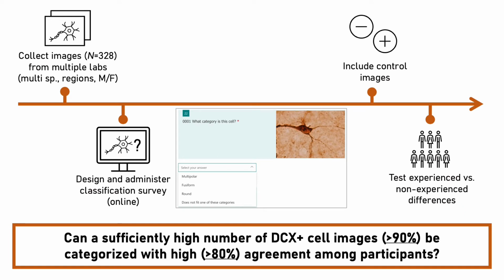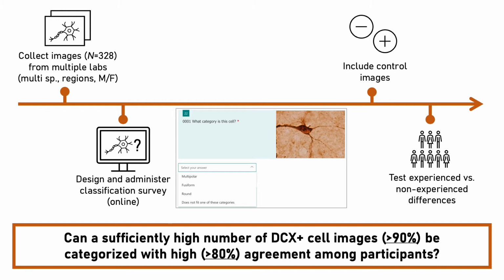To test whether these 3 categories would actually work to classify DCX positive cells, we collected over 300 images of DCX positive cells from the songbird brain from multiple labs around the world, from multiple bird species, from different brain regions, and from both sexes. We designed an online classification survey where participants were presented with each of these 300 plus images, or one of several negative control images, and were asked to classify the cell based on the definitions that I just presented. What we ultimately wanted to know was whether we could get over 90% of the cell images in our survey categorized with high agreement among all of our participants. We defined high agreement as greater than 80%.